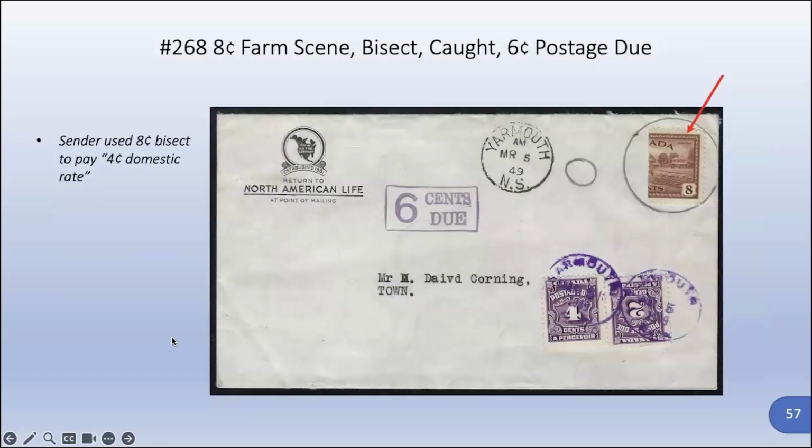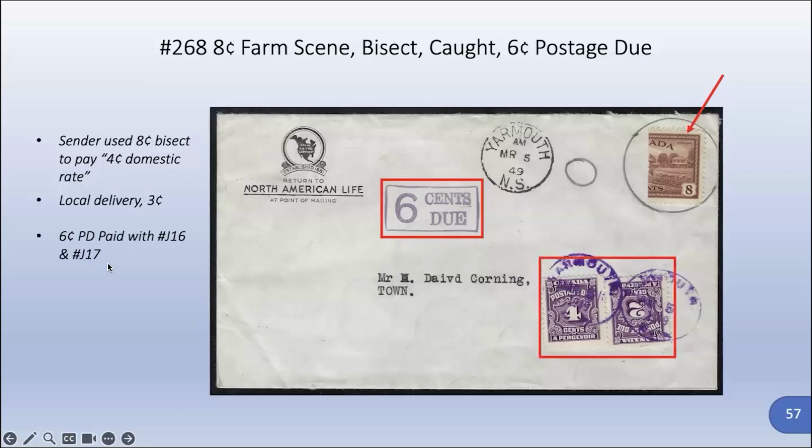Here we have an 8 cent farm scene cover and 6 cents due because the 3 cents was the correct postage due. And so you can't do that. Basically, it was local delivery, should have been only 3 cents, but that's why 6 cents postage due.